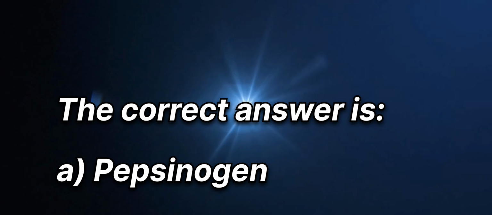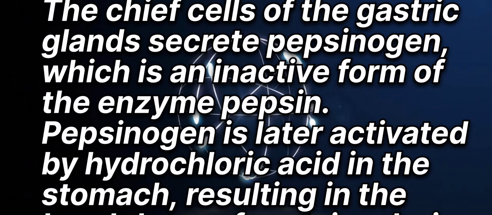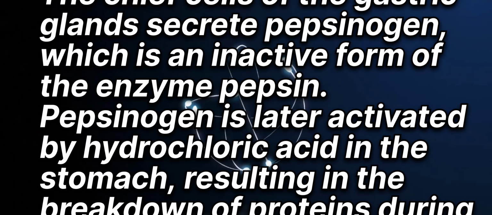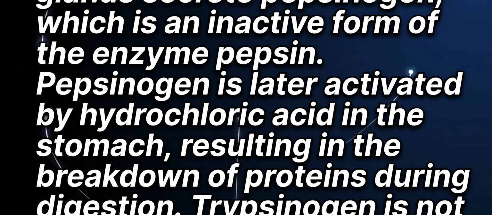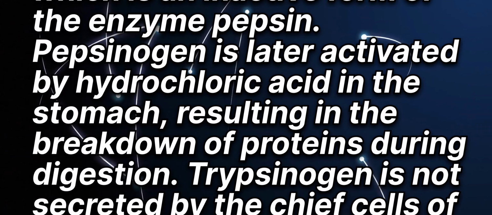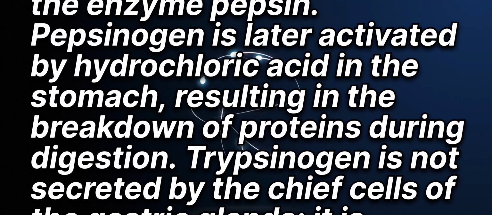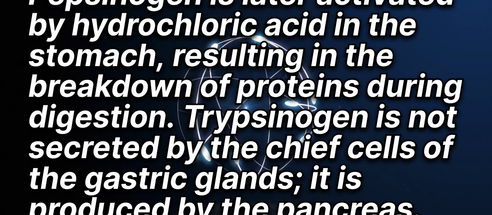The correct answer is A. Pepsinogen. The chief cells of the gastric glands secrete pepsinogen, which is an inactive form of the enzyme pepsin. Pepsinogen is later activated by hydrochloric acid in the stomach, resulting in the breakdown of proteins during digestion.